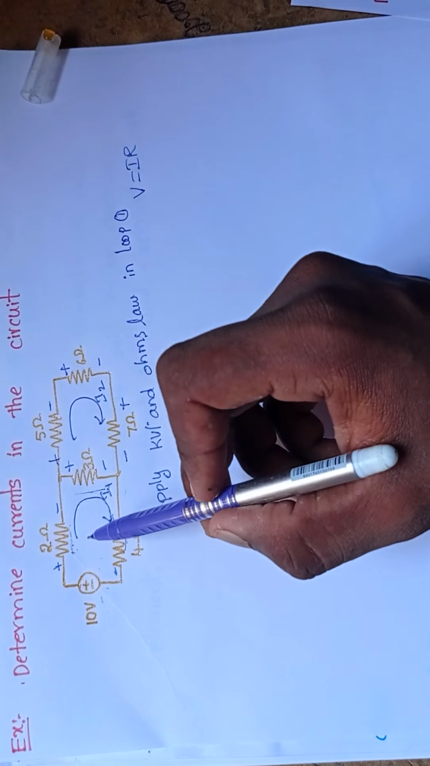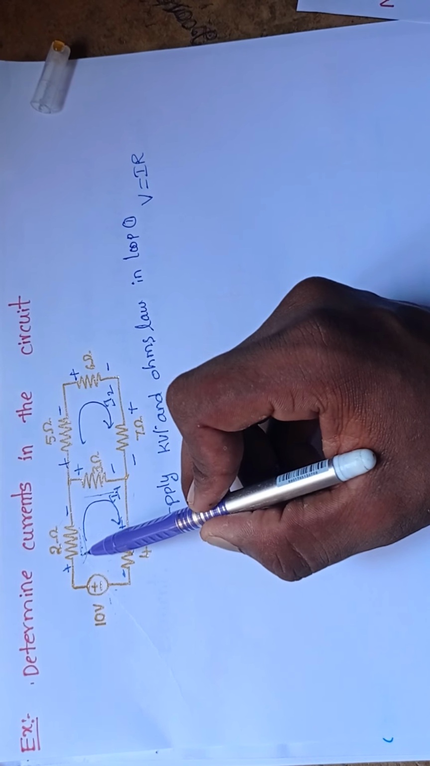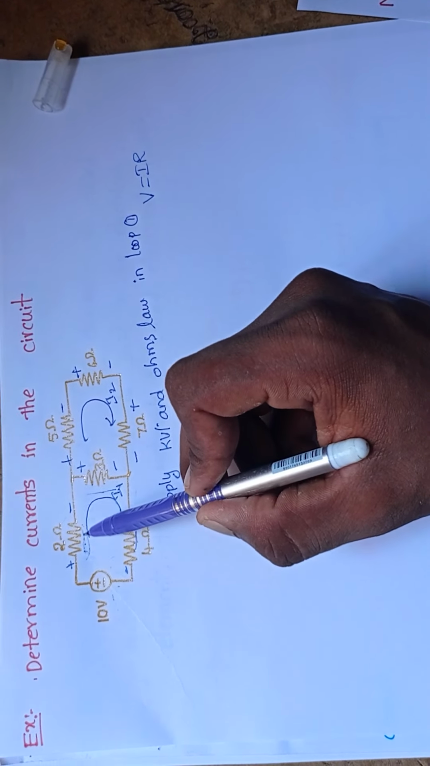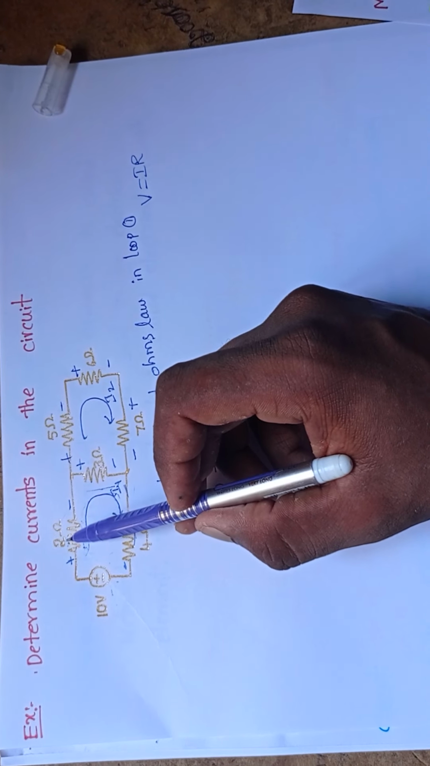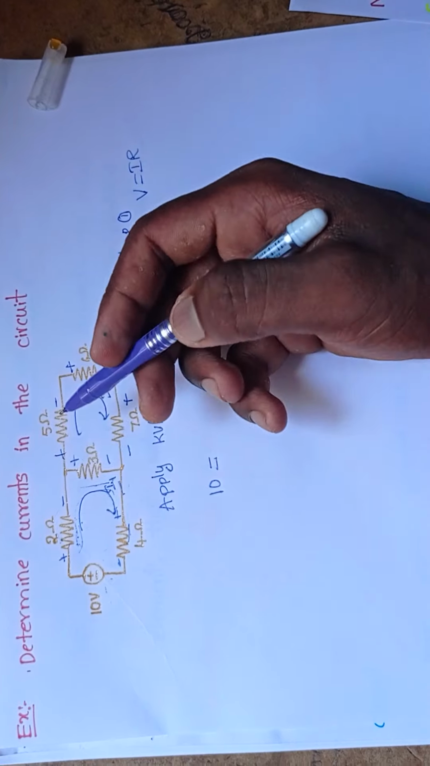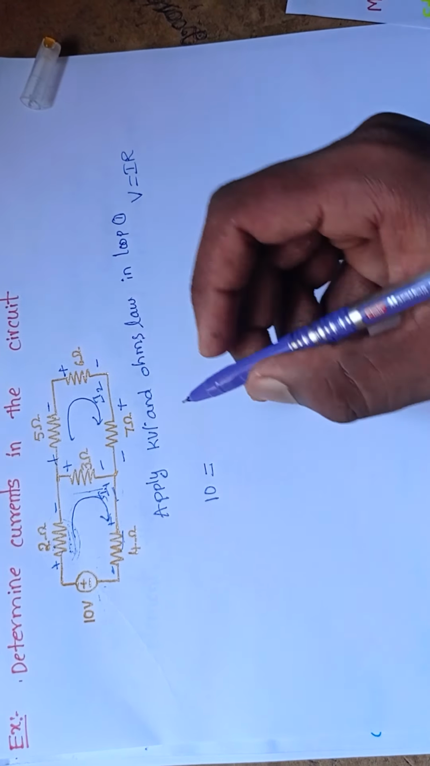First, apply Ohm's law at this resistor. V equals I, and what is the current in this loop? I1. So I is I1, and R is 2. Resistor 2 gives 2I1 as the voltage at this particular resistor.